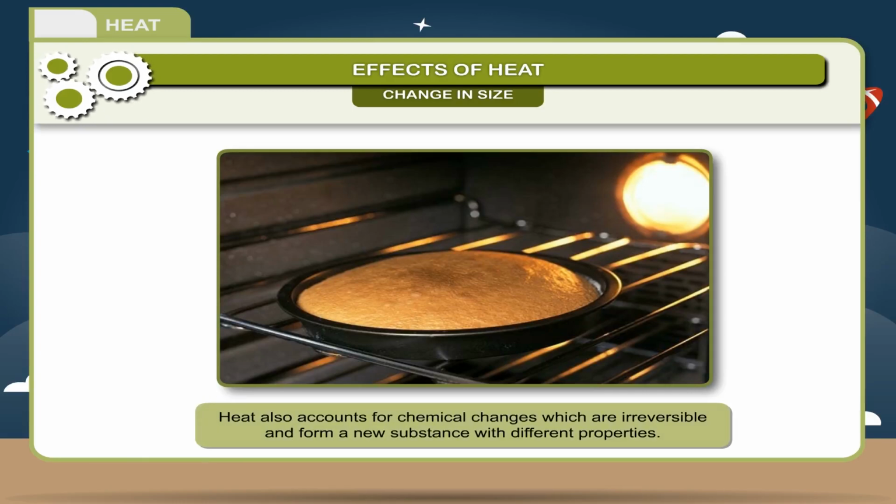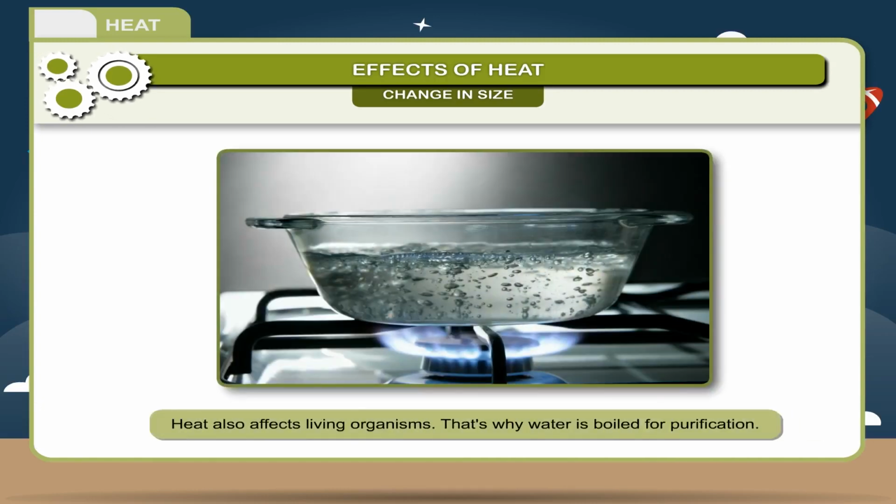Heat also accounts for chemical changes which are irreversible and form a new substance with different properties. Example, baking of a cake. Heat also affects living organisms. That's why water is boiled for purification.